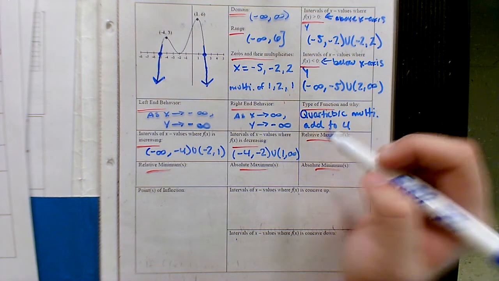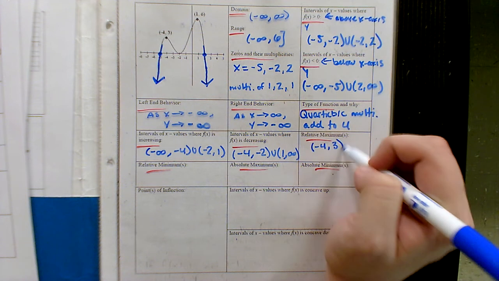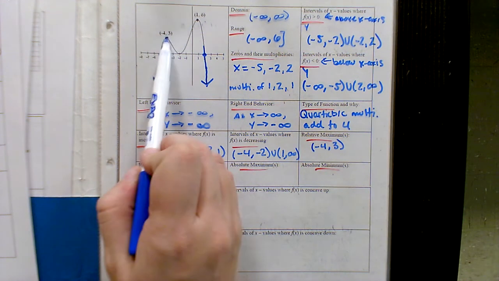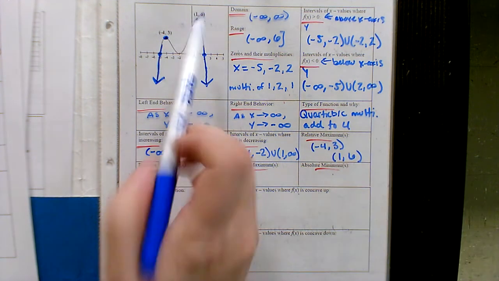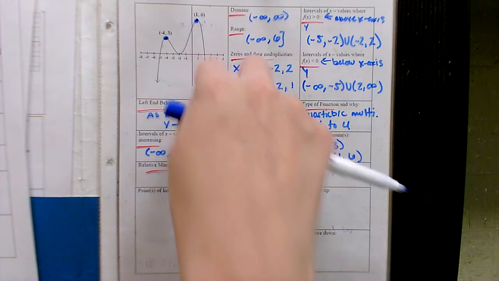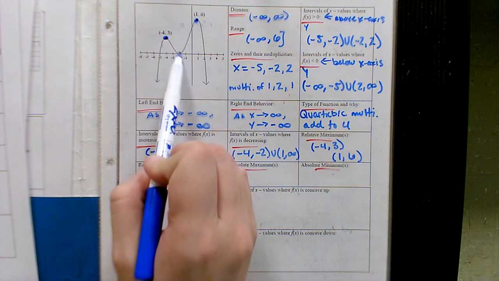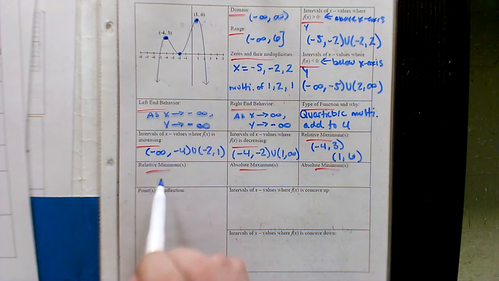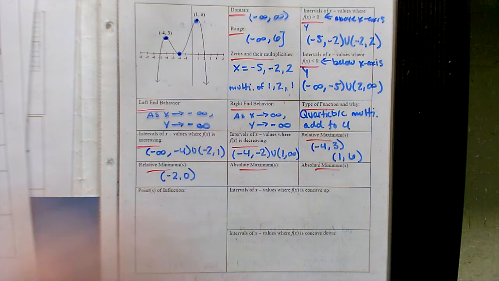Relative maximums. So we're looking for high points. You could say -4, 3, there's a high point on the graph. You also have another high point at 1, 6. So you can label that one as well. Relative minimums. Okay, low points. We have one at -2, 0, which happens to be an x-intercept. So those are the high points and low points on the graph.